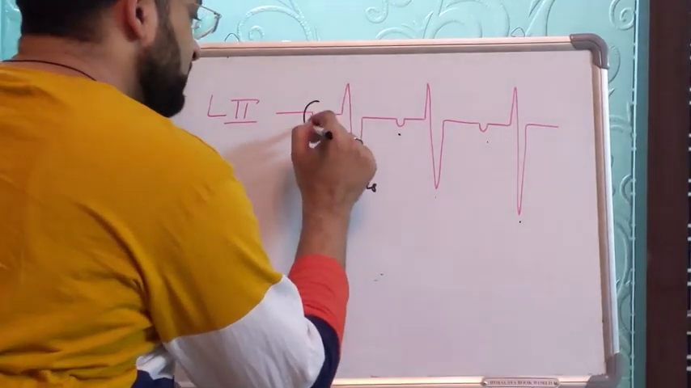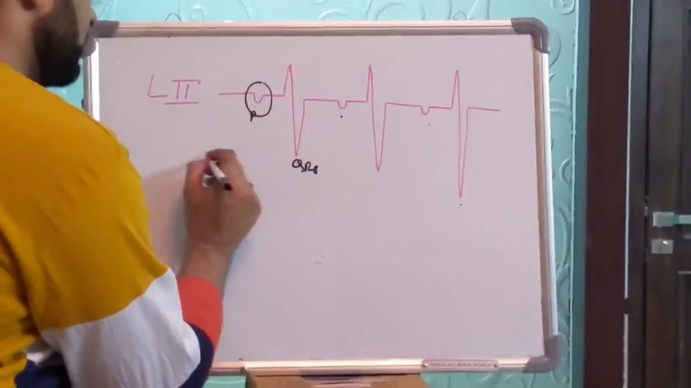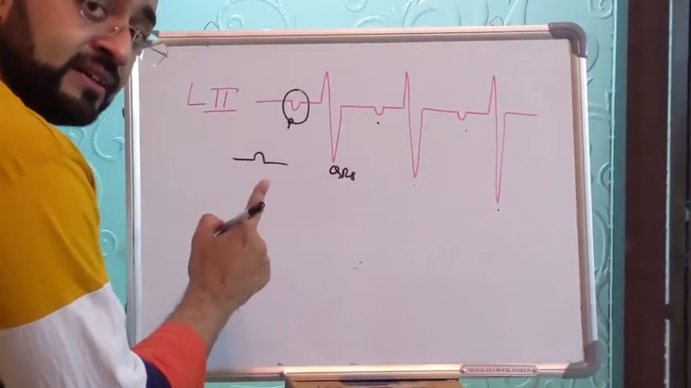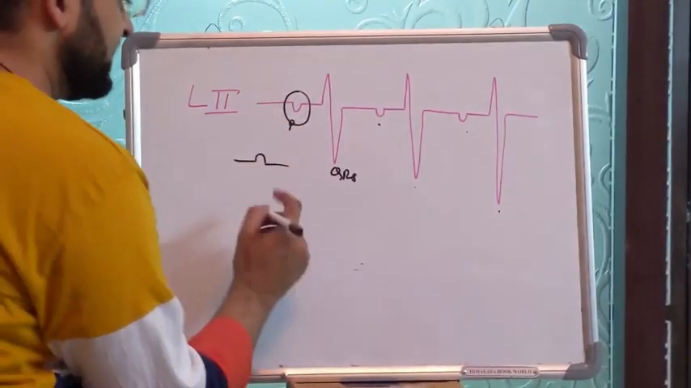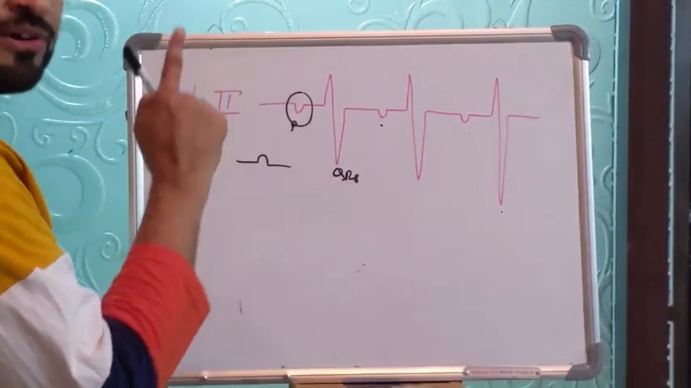Why? Because look at the P wave. The P wave in lead 2 is normally supposed to be upright, but here the P wave is inverted. So this indicates that the P wave axis is abnormal.